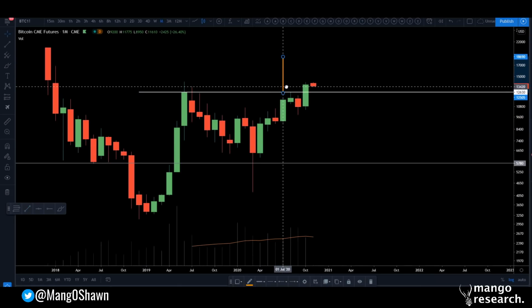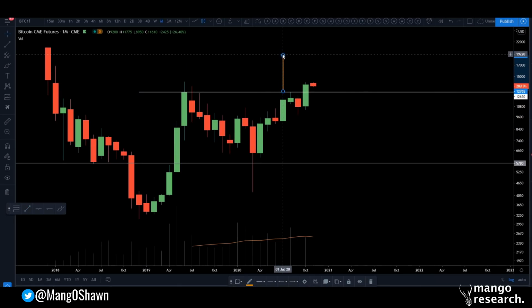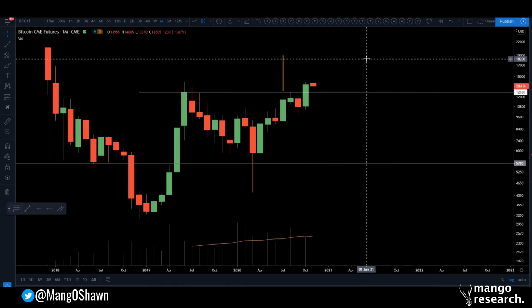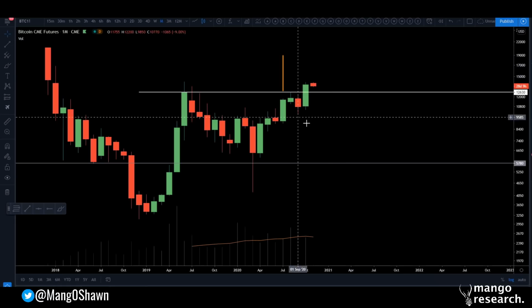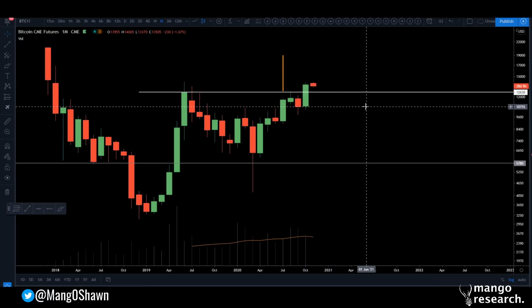I haven't done this yet, so let's see. What does it point to? 19,000. So it actually does point to Bitcoin reaching all the way up to $20,000 if we actually see continuation. But remember, this is the monthly time frame. Okay, this could take time.